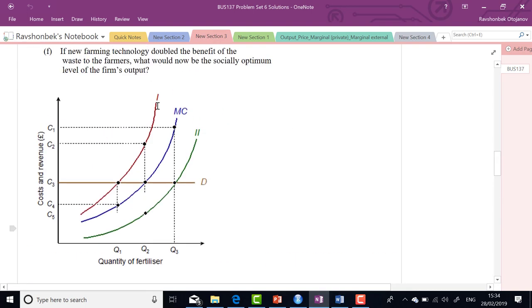Yeah, I1 is the new curve, considering the tax. Tax is adding to the price, right? If the government imposes a tax on your output, then you pass it on to consumers. That will be a higher price. But then this is a perfectly competitive firm. What happens to the market price?